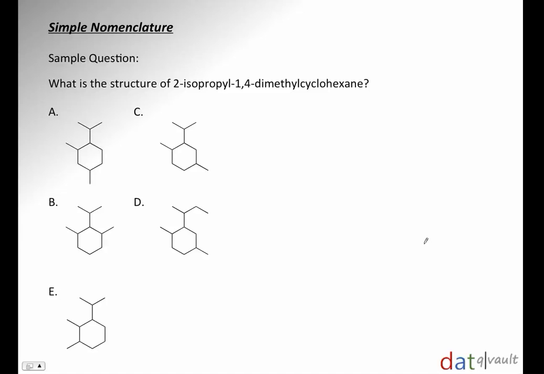Alright, so we're going to go on and do a sample question similar to one that you might see on the DAT. So this question asks us, what is the structure of 2-isopropyl 1,4-dimethyl cyclohexane? Similar to the DAT, you're going to be given 5 different choices. So I'll give you a second to answer this question, and then we'll solve it together.